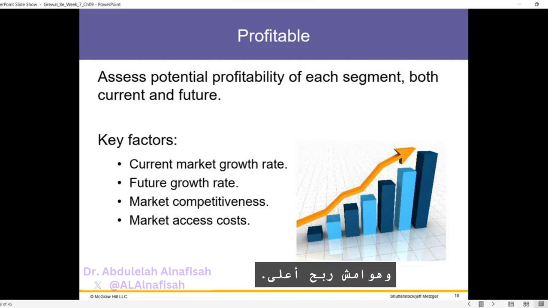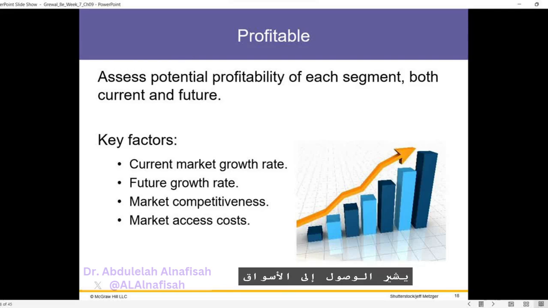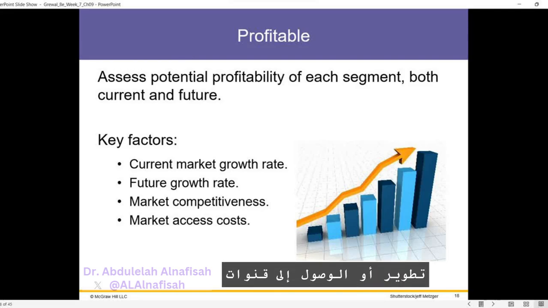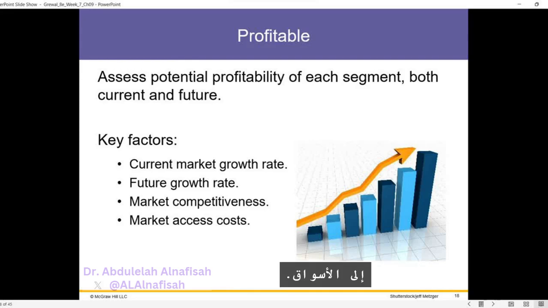Market access refers to the ease of developing or accessing distribution channels and establishing a familiar brand presence. The ability to reach the target market efficiently and effectively is crucial for generating sales and profitability. A segment that offers favorable market access conditions, such as accessible distribution channels or a receptive audience, can contribute to profitability.